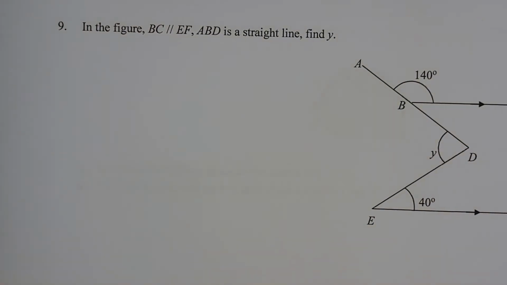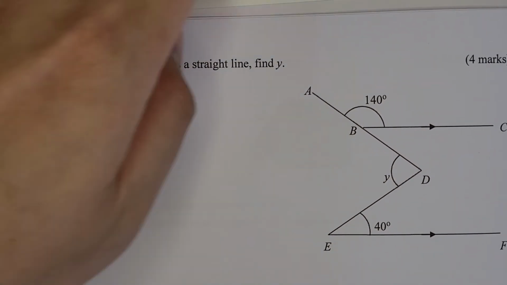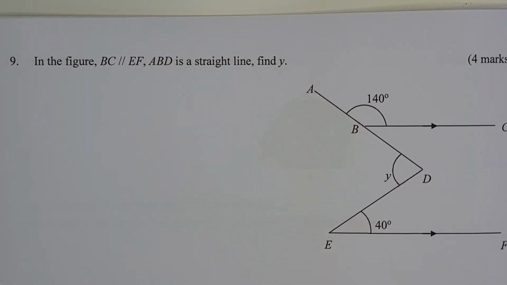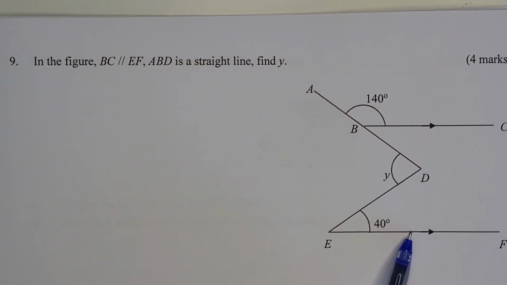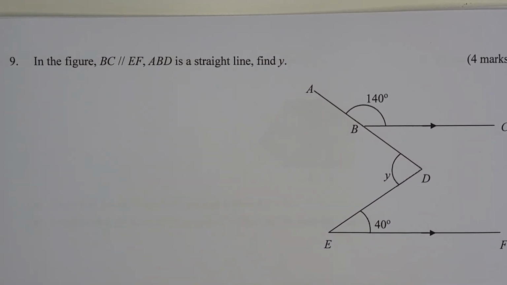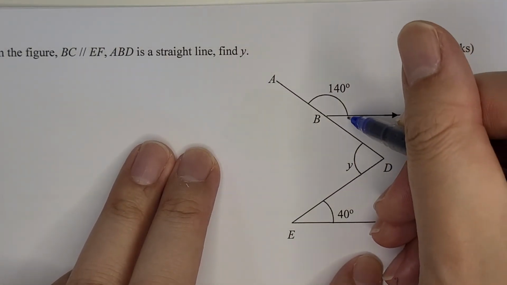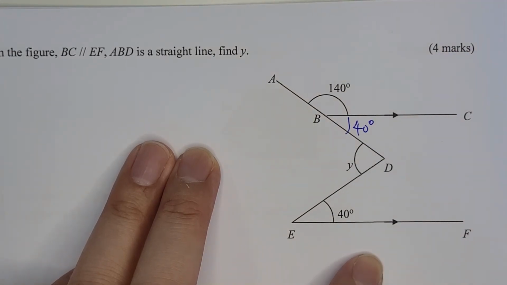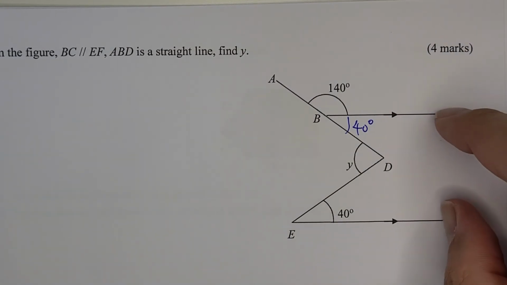And question number 9. That is a plane geometry problem related to parallel lines. In the figure, you need to find unknown y. BC is parallel to EF. ABD is a straight line. So how do we start? Okay, there are several methods to do this. One of the key points is, first, you can find this one is 40 degrees. Step 1.